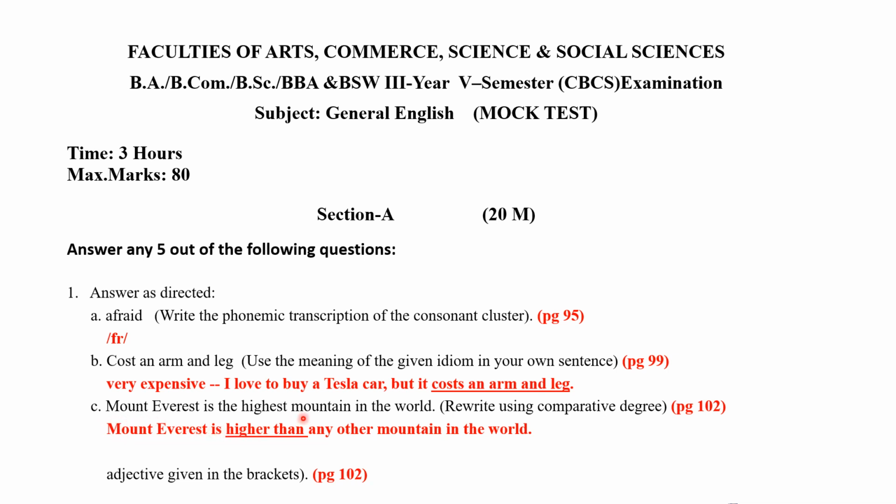Next, Mount Everest is the highest mountain in the world. Rewrite using comparative degree. It's given on page number 102, the comparative degrees. So the answer is Mount Everest is higher than any other mountain in the world. Comparative is higher than, ER, and than is the symbol for you students. Okay. So these are the adjectives. Okay. On page number 102, you have these questions.